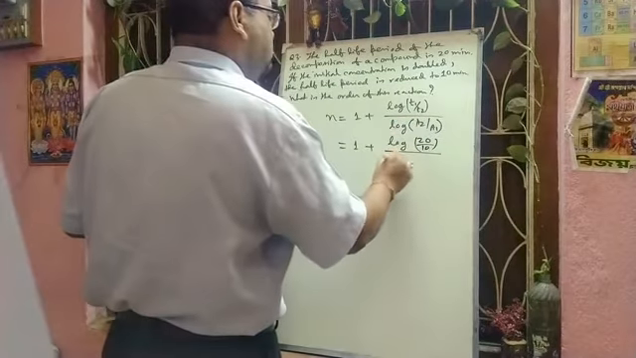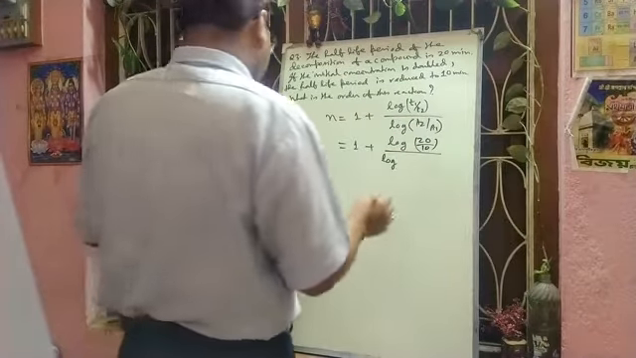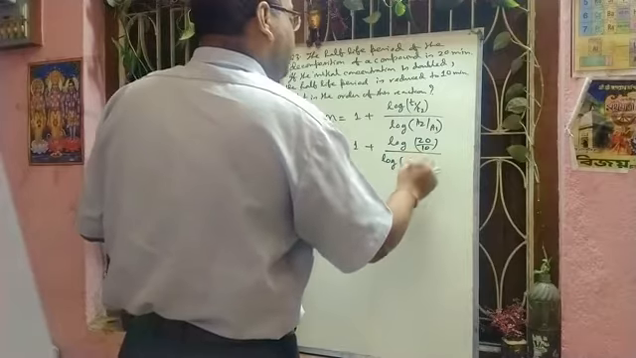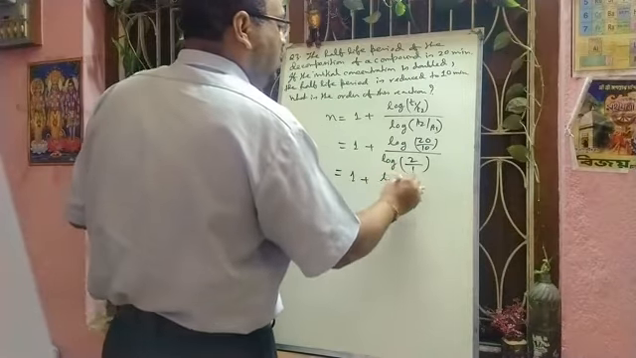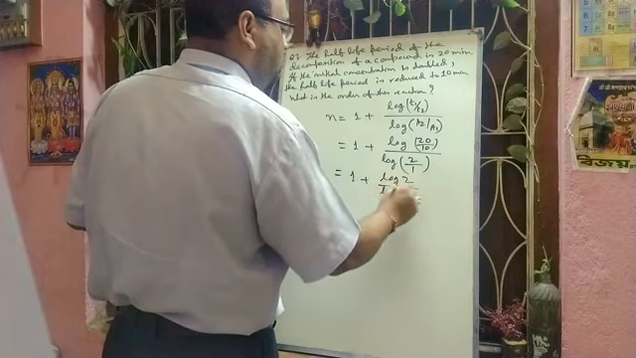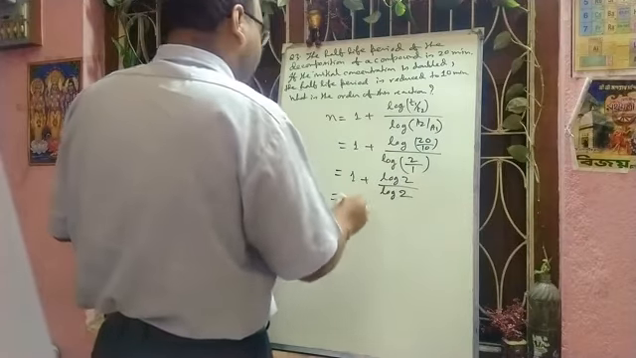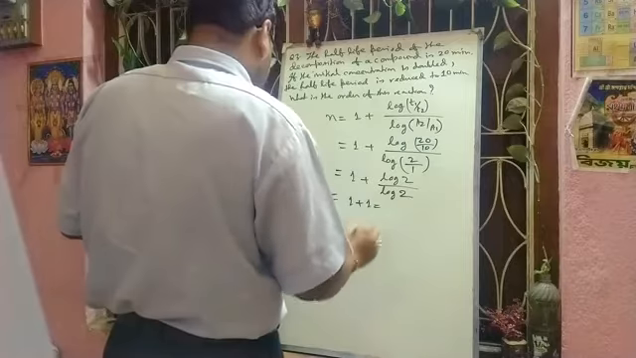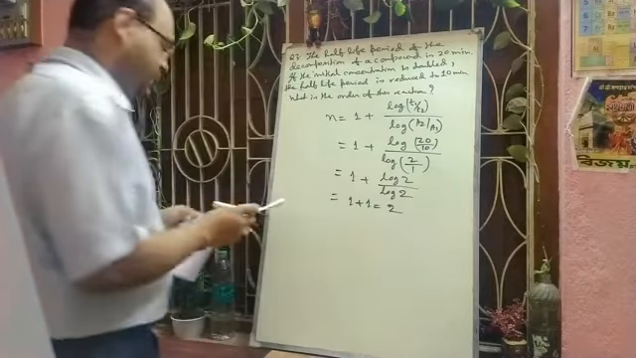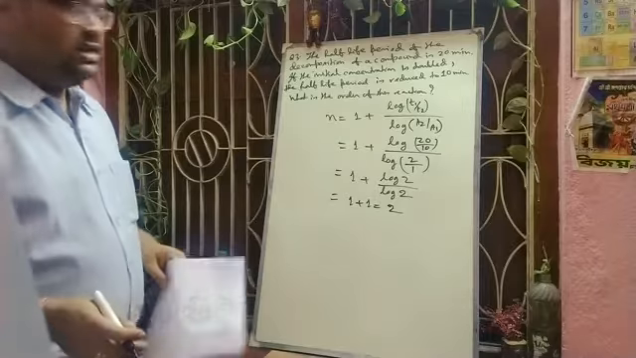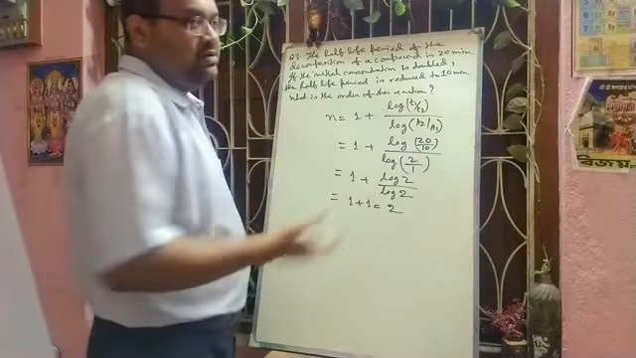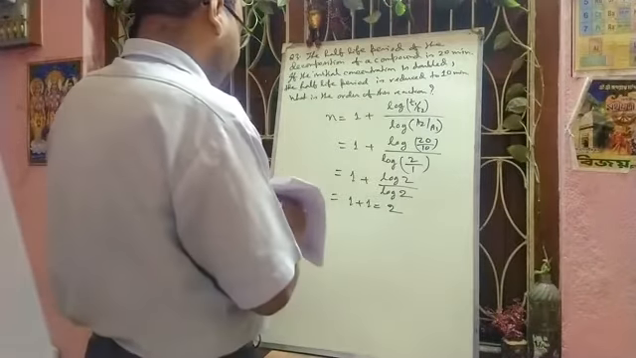And what will be a2 by a1? a2 will be 2 divided by 1. So from here you will get 1 plus log 2 divided by log 2. So you will get 1 plus 1, that will be equal to 2. So the order of the reaction will be second order, n is equal to 2. This is a second order reaction. Hope you can understand.